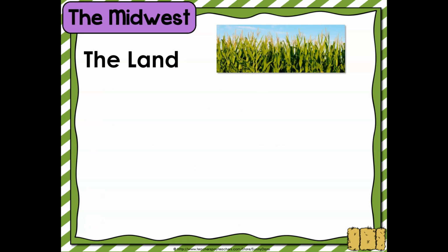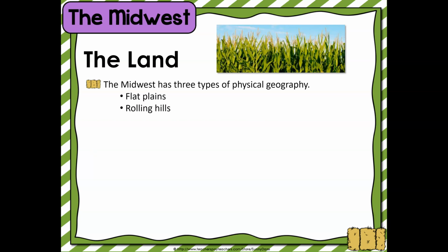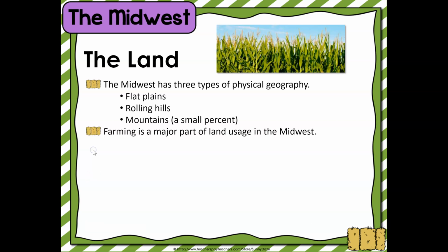Let's take a look at the land. The Midwest has three types of physical geography: flat plains, rolling hills, and a small percentage of mountains. Because of the flat plains, farming is a major part of how the land is used in the Midwest.